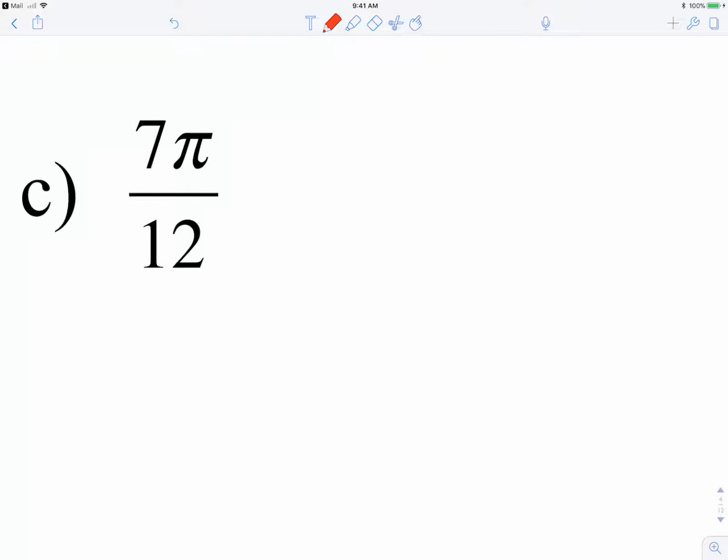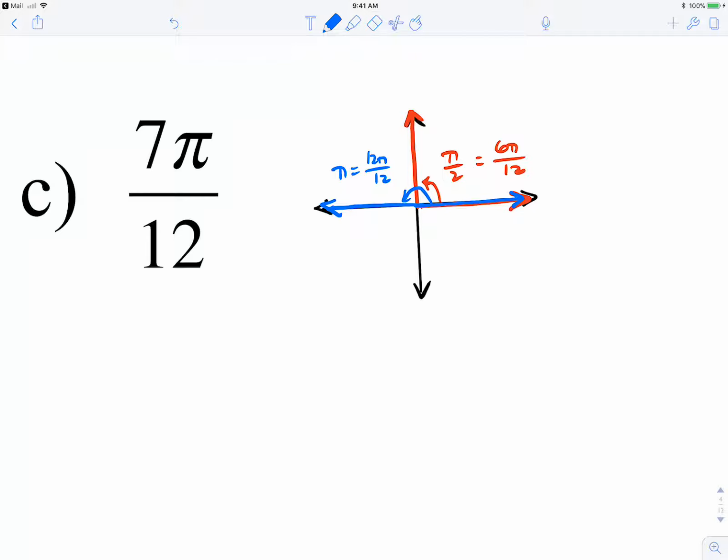Well, 6 pi over 12 would end up corresponding to pi over 2. Let me draw that picture. So the angle pi over 2 is equal to 6 pi over 12, right? 6 pi over 12 would simplify to be pi over 2. The angle pi, so this angle right here, is equal to 12 pi over 12, right? Because 12 pi over 12 simplifies to pi. Well, 7 pi over 12 is going to lie between 6 pi over 12 and 12 pi over 12, meaning that the angle 7 pi over 12 is going to terminate in quadrant 2.